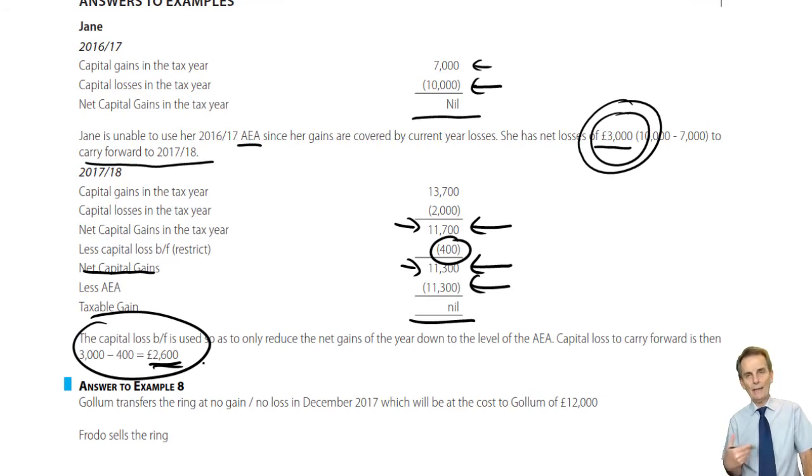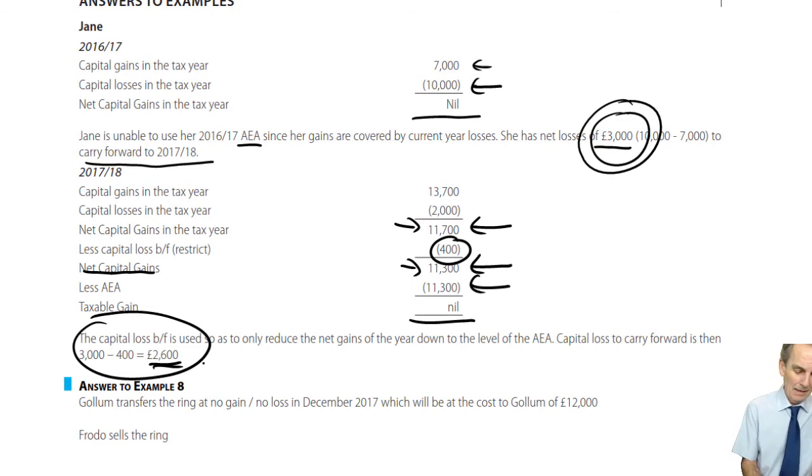forward. When we carry forward that unused capital loss, it'll never be wasted by going against gains that would be covered anyway by the AEA. It will only go against gains that would not otherwise be covered by the AEA. So we'll always get good use out of it, assuming, of course, that in the future, before the taxpayer dies, there are such gains that will indeed arise.